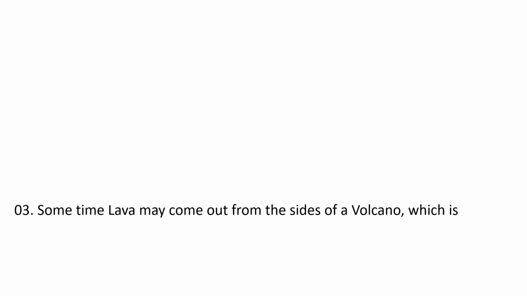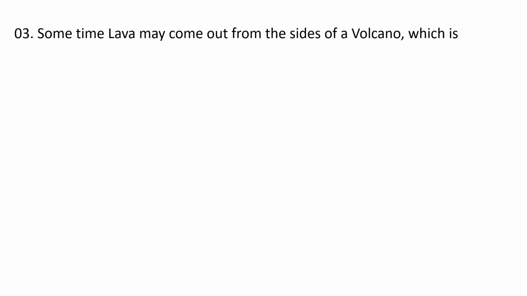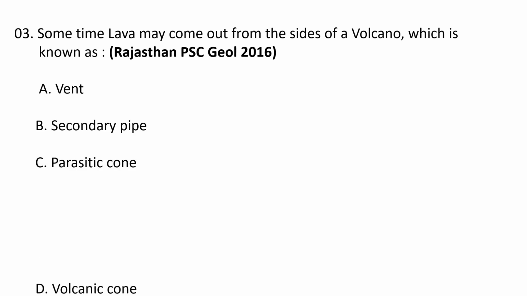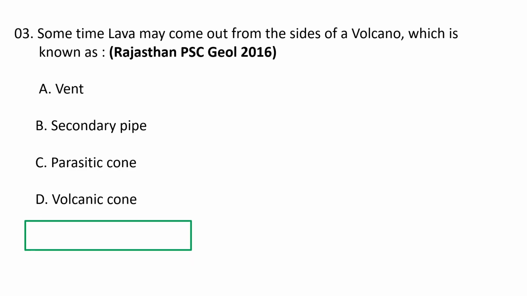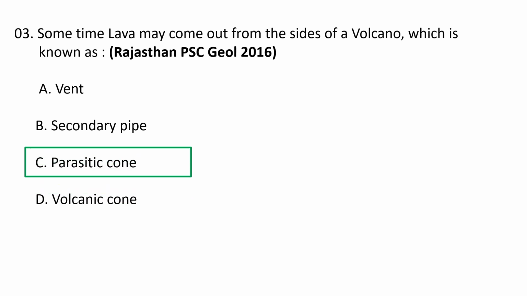Next question. Sometimes lava may come out from the sides of a volcano, which is known as A. Vent, B. Secondary pipe, C. Parasitic cone and D. Volcanic cone. So the correct option is parasitic cone.